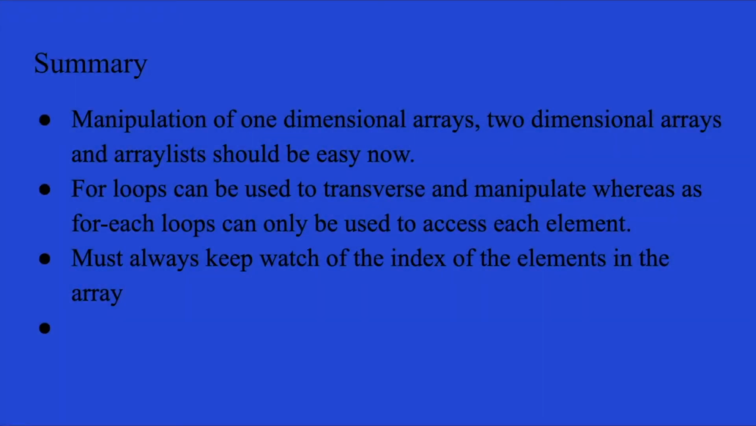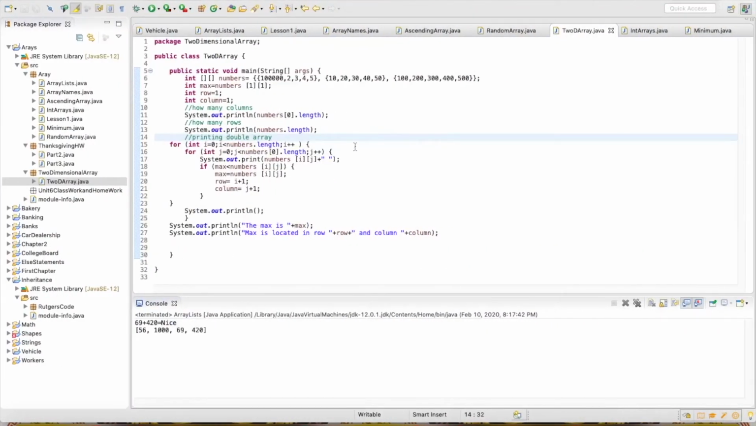So, the summary. You must know the manipulation of one-dimensional arrays. Two-dimensional arrays and ArrayLists should be pretty easy. For loops can be used to traverse and manipulate, whereas for-each loops can only be used to access each element. Always keep watch of the index elements in the array. So let's just go over some examples, to kind of show you.